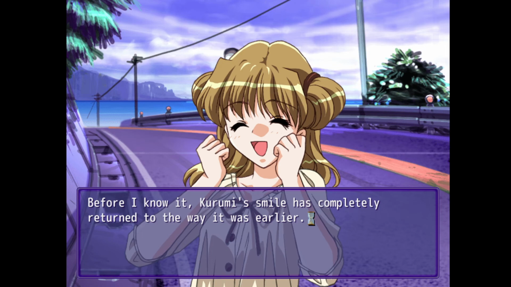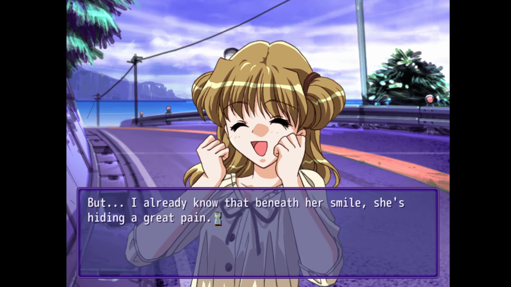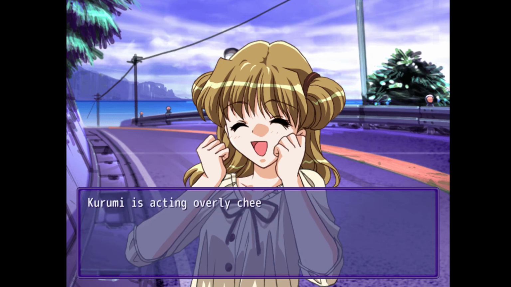Before I know it, Kurumi's smile is completely returned to the way it was earlier. She guides my hand and cheerfully swings her arm back and forth while humming, but I already know that beneath her smile she's hiding a great pain. Kurumi is acting overly cheerful to hide it the best she can. It's just too painful to watch. That's why I wasn't able to respond to Kurumi's feelings. I just didn't want to hurt Kurumi even more.